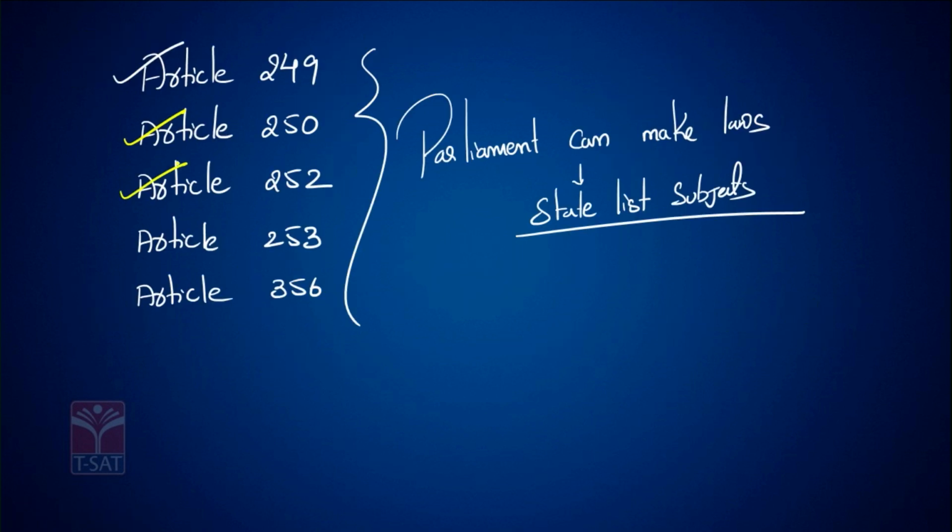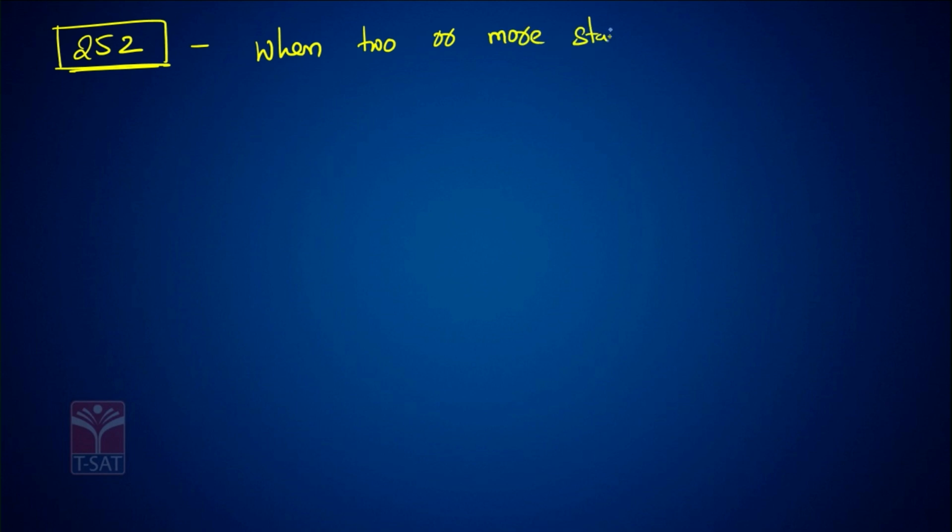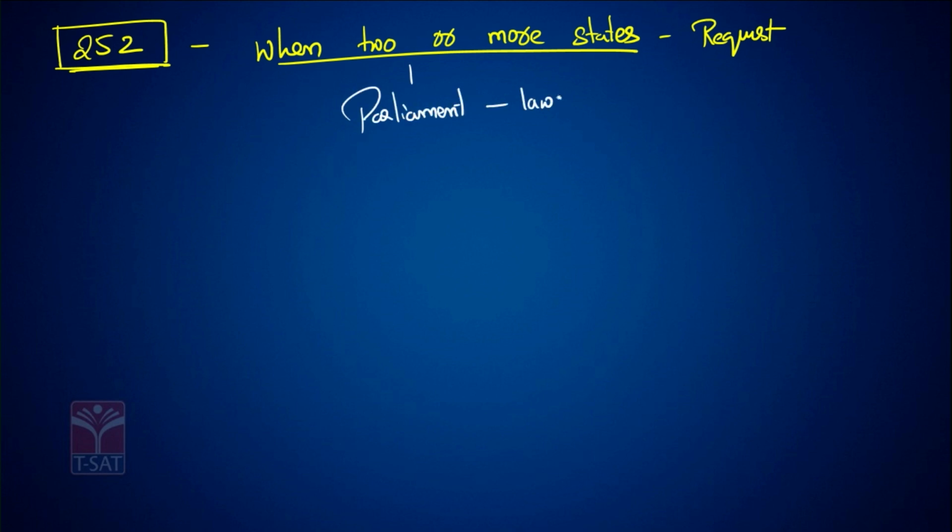Now, what is the third one? Article 252, very, very important for the exam. Article 252: when two or more states request the Parliament to make laws on State List subjects, the Parliament has the authority to make laws for those particular states.